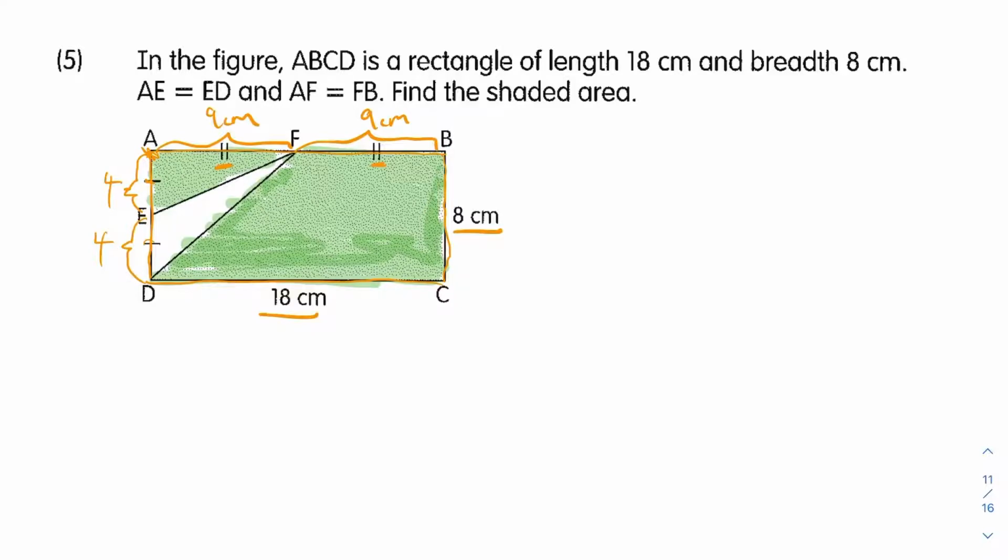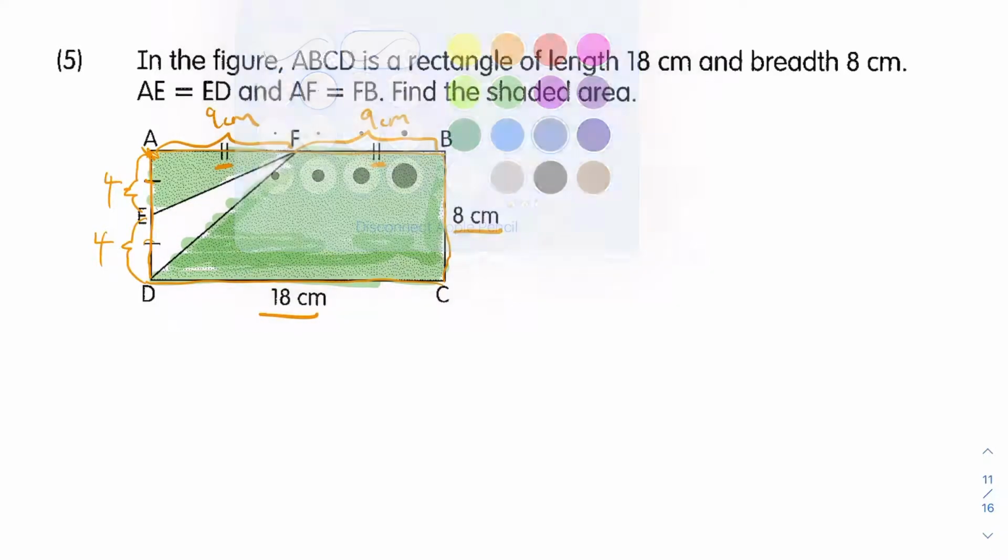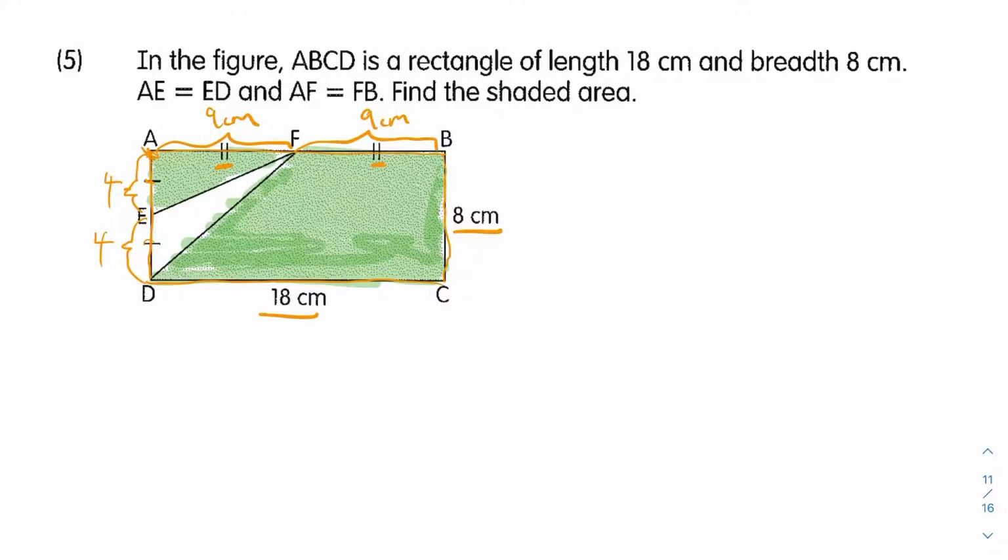So in a nutshell, what I'm going to do is find the area of the big rectangle minus the area of the unshaded triangle to find the area of the shaded parts. Okay, so first one, let's switch to blue. So area of rectangle ABCD is 18 times 8, which is 144 square centimeters. Not bad, right? My multiplication.